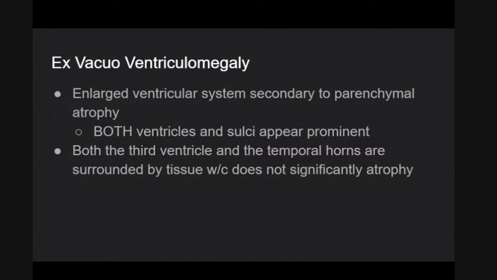So ex vacuo ventriculomegaly is an enlarged ventricular system secondary to parenchymal atrophy. Both the ventricles and sulci will appear prominent in this entity, while in hydrocephalus it could present as only the former. Both the third ventricle and the temporal horns are surrounded by tissue which is not significantly atrophied, so these won't appear dilated typically in ex vacuo ventriculomegaly.